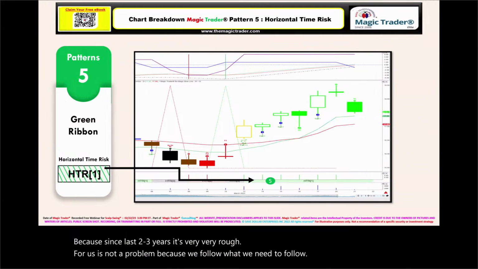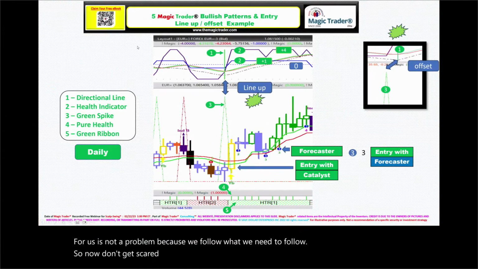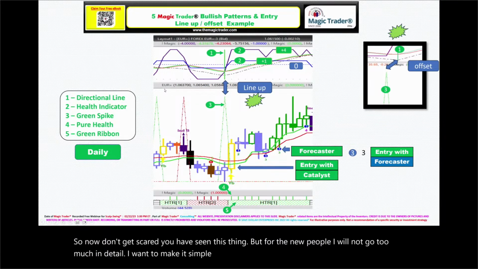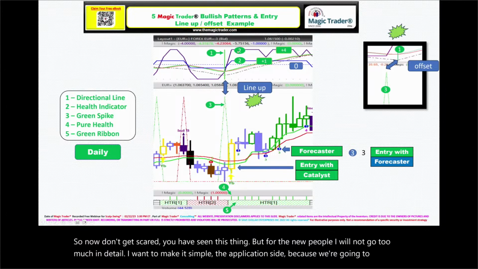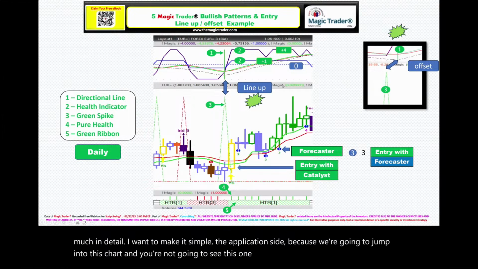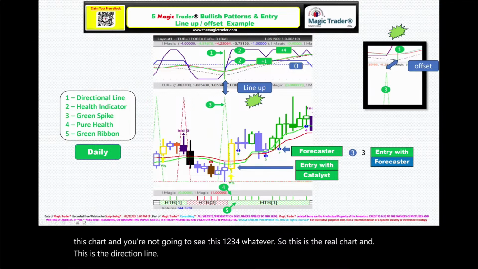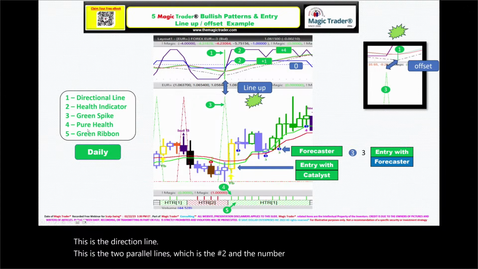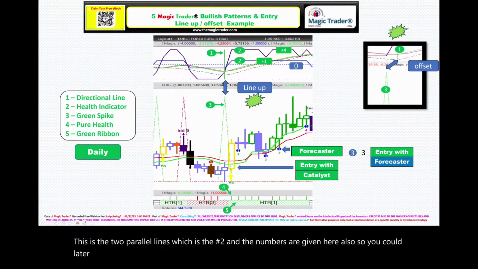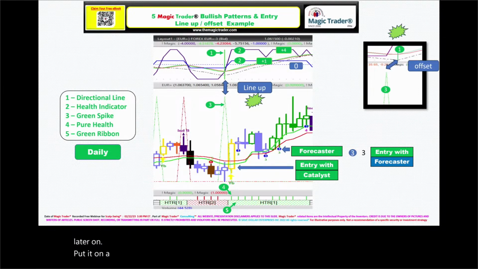So now, don't get scared. You have seen this thing, but for the new people, I will not go into too much detail. I want to keep the application side simple, because we're going to jump into the chart and you're not going to see this 1, 2, 3, 4. So this is the real chart and this is the direction line. These are the two parallel lines, which is number 2, and the numbers are given here also. So you could later put it on a study slide and work on your understanding.